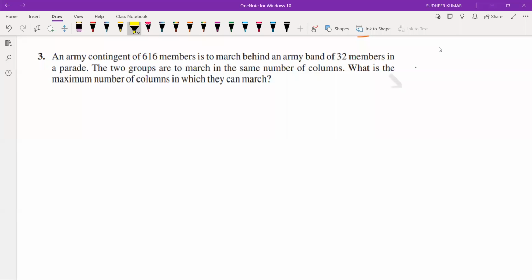An army contingent of 616 members is to march behind an army band of 32 members in a parade. The two groups are to march in the same number of columns. What is the maximum number of columns in which they can march? So here we have to find HCF. By using this statement, we can say that we should find the HCF of these two.